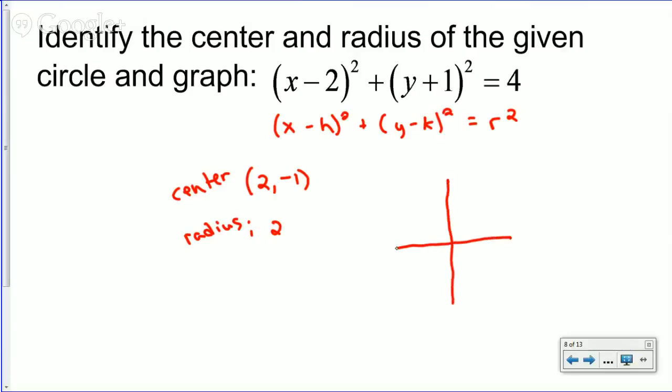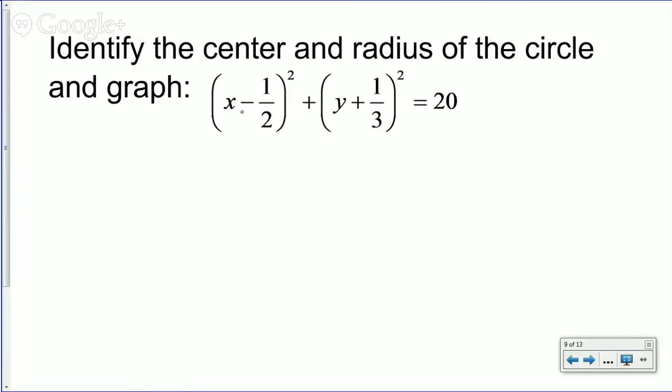And then if we go to graph, I'm at 2, minus 1 right here. And then we'll just go up, down, left, right, 2 spots. So 2, 2, 2. So we're here, here, here, here. And now I can create a circle by just curving all the way around there. And then here's my radius, which would be 2. Not a perfect circle, but that's okay, as long as I can get the idea of what you're trying to draw there.